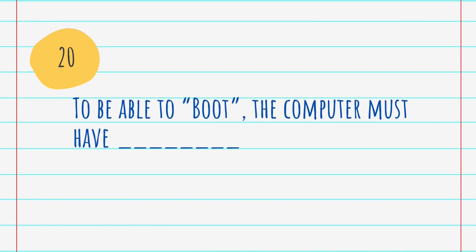Okay. Then question number 20. To be able to boot, the computer must have dash. To be able to boot, the computer must have an operating system. Booting happens when you start the computer. When the CPU is first switched on, it has nothing inside the memory. In order to start the computer, it loads the operating system into the main memory and then the computer is ready to take commands from the user.